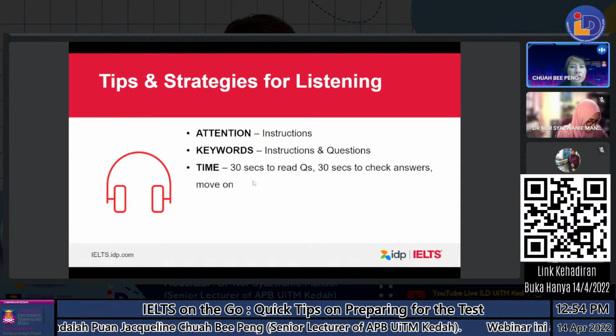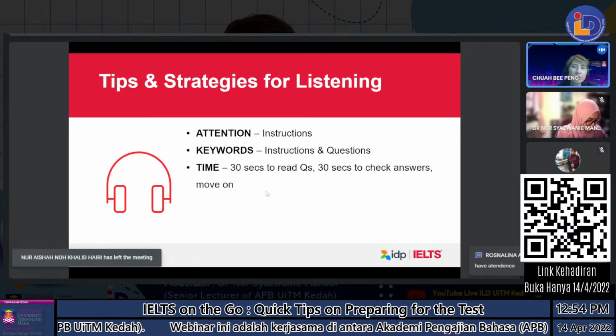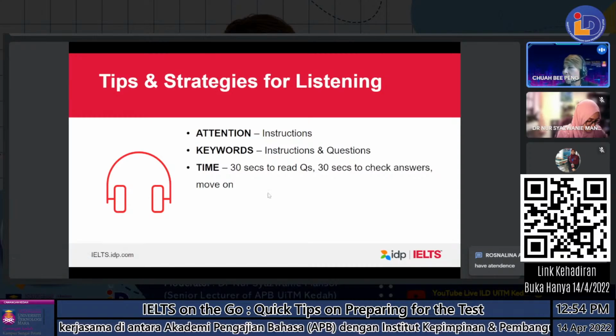Usually, before they play the audio, they will give you 30 seconds to read the questions, and please use that time to read the questions and not look here and there, looking at what other people are doing. Don't kepo. Focus on the questions. That 30 seconds is for you to mark the keywords and understand the questions.